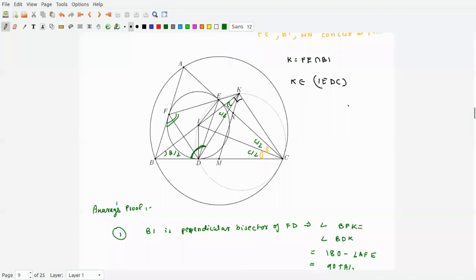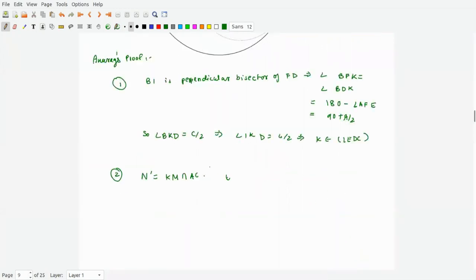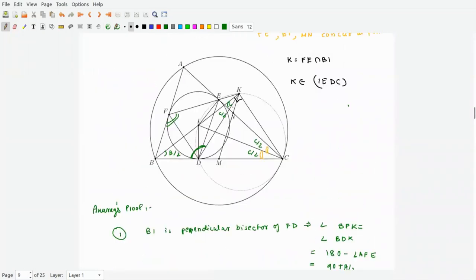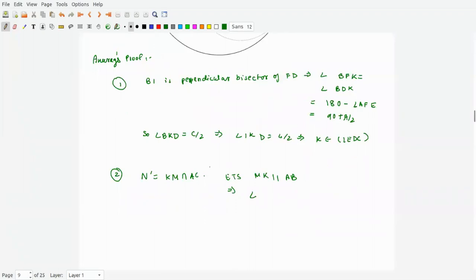See, if the statement is true, what the statement wants to tell is that MK is a line parallel to AB. Now we'll assume KM intersects AC at N dash. Now we're just going to say that MN dash is parallel to AB. So what we want to show is enough to show MK is parallel to AB, or we want to show that angle KMC is equal to angle ABC.